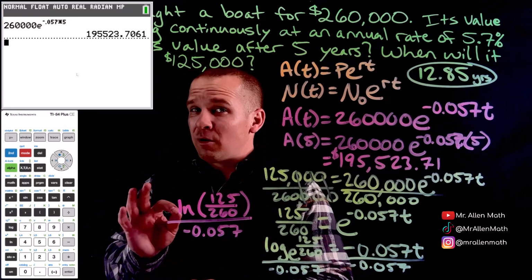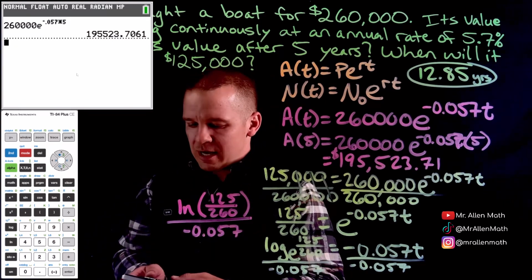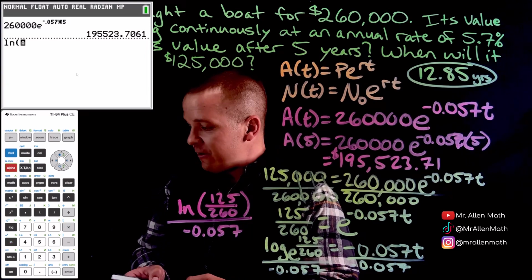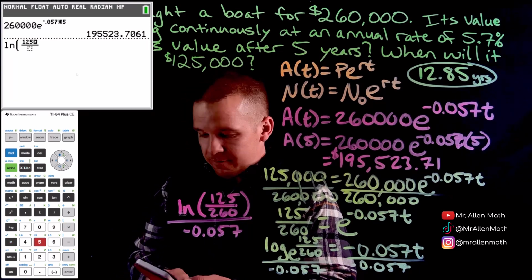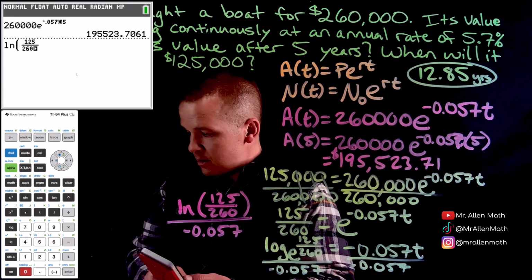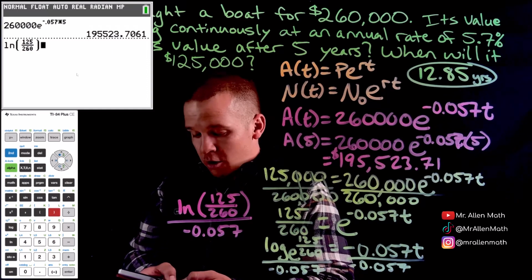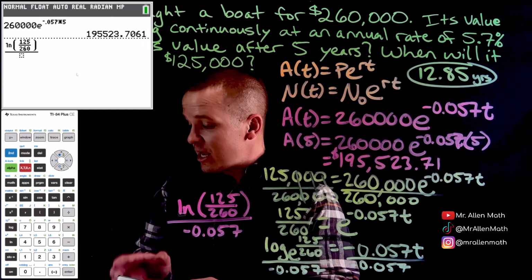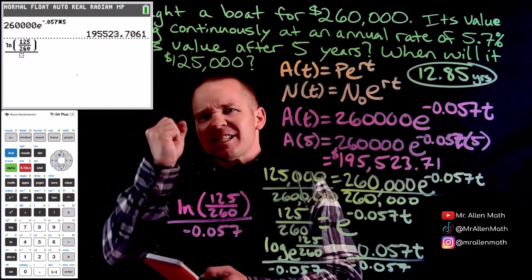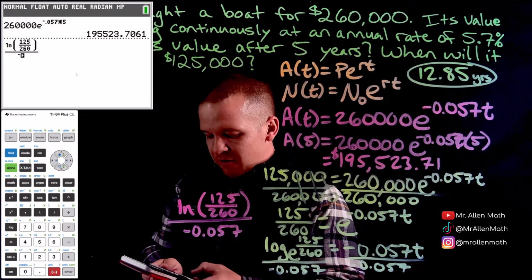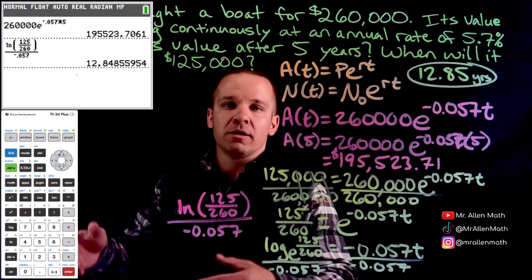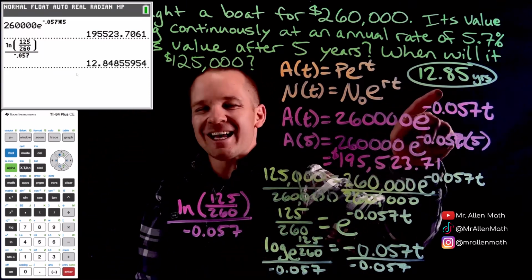But sometimes that window, when we don't have context, it's hard to adjust that window. So natural log of, and I'm going to hit alpha x to get a fraction here, 125 over 260, right? Close that. Oh boy, I didn't remember to put a fraction. I think I can do this if I hit alpha x. Ooh, yes. Yes. All right, and then I got negative 0.057. Hit enter. Oh my goodness. We just got the same exact answer right there.